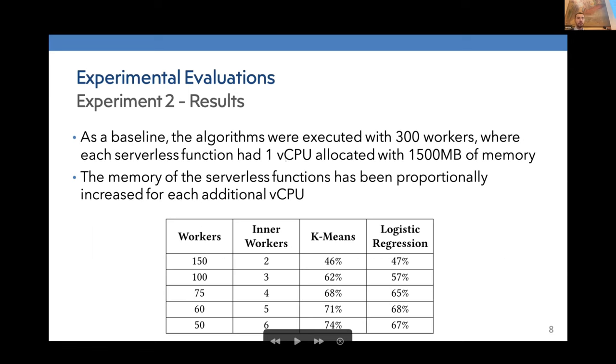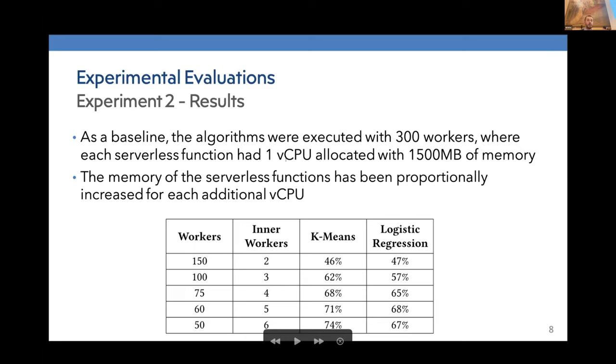And as a baseline, the algorithm was executed with 300 workers, where each serverless function had 1 vCPU. And then we executed the algorithm again with 150 functions with 2 inner workers each, 100 workers with 3 inner workers each. So in all of these cases, we get a level of parallelism of 300. And we show that as the number of inner workers increases and as the number of workers decreases, we get a performance improvement. And the reason for this is the reduction in synchronization overheads because we have fewer connection points to the Redis node.